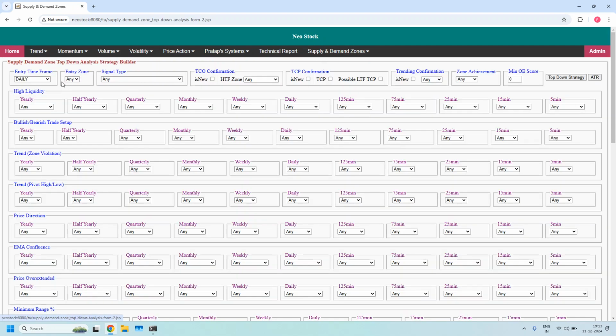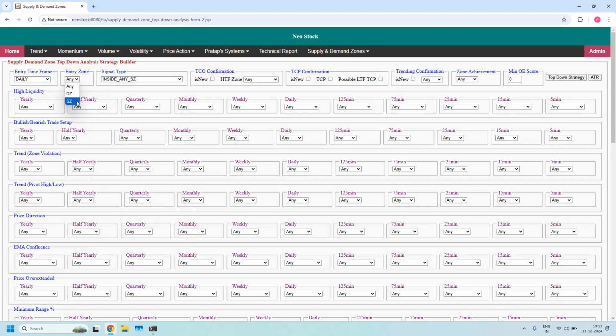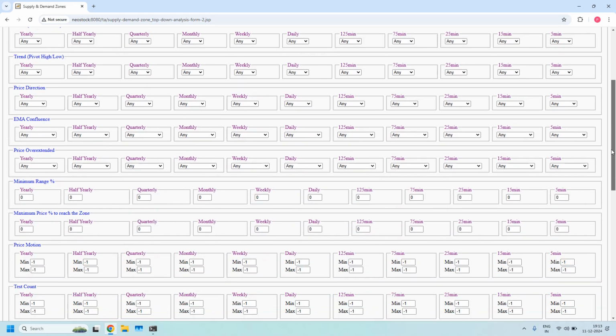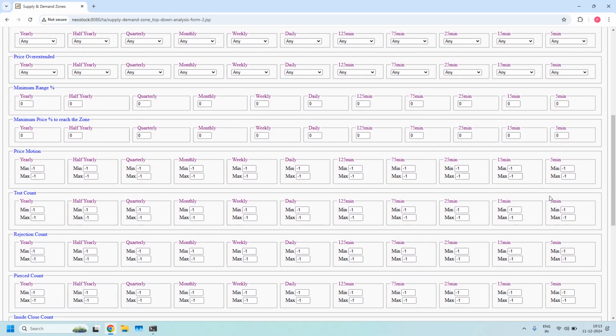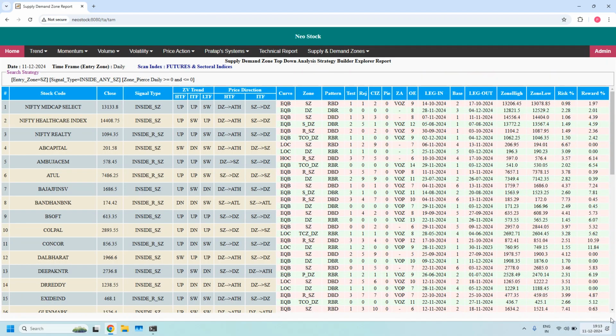Okay, next daily time frame. Price closed inside daily supply zone, and these daily supply zones should not be pierced. So in the pierced count at daily time frame, I am setting minimum value 0, maximum value 0. That means daily supply zones are not pierced, should not be pierced. So this is the filtered list. We got a big list, first 15 stocks in the list. I am scrolling the list down.